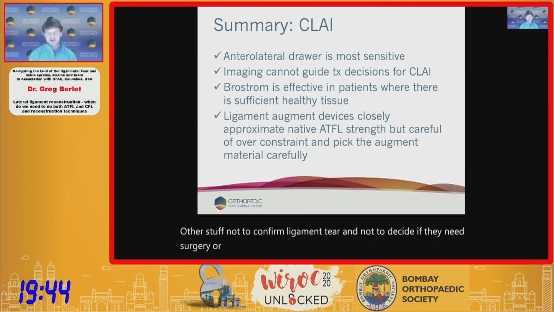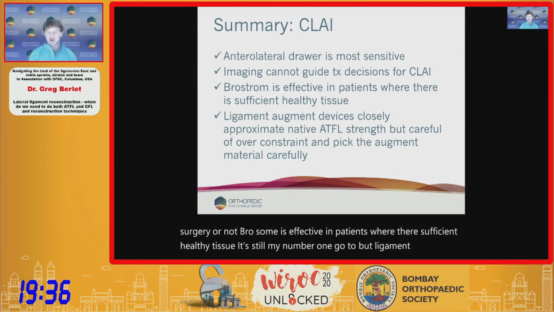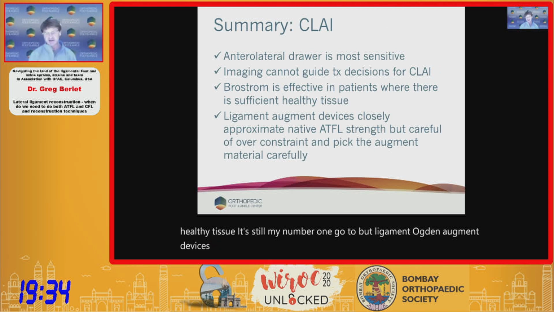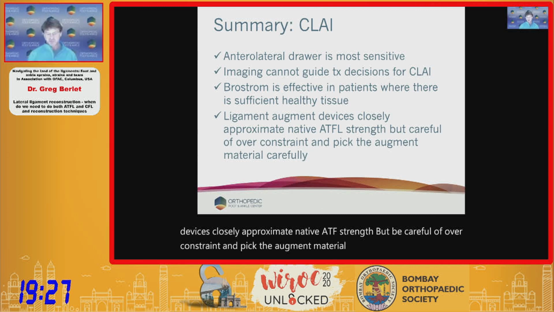Brostrom is effective in patients where there's sufficient healthy tissue. It's still my number one go-to, but ligament augment devices closely approximate native ATF strength, but be careful of overconstraint and pick the augment material carefully. I would argue for something that's got a little bit of stretchiness to it.